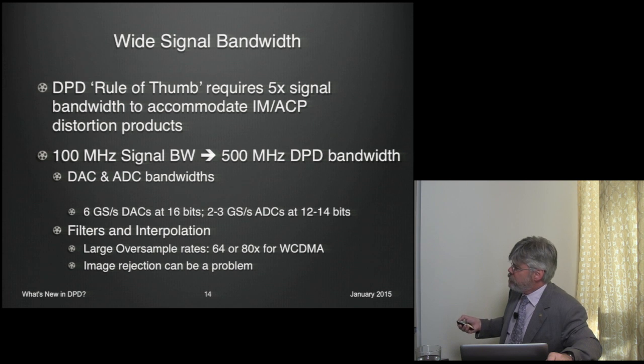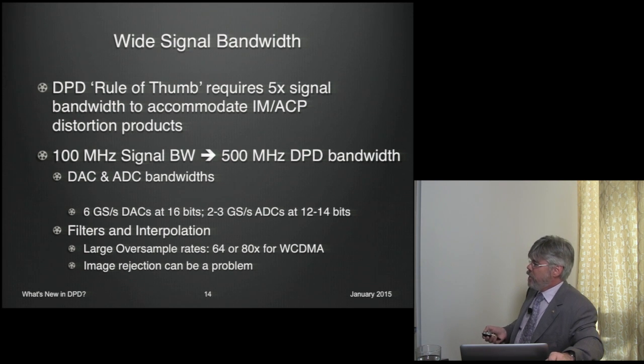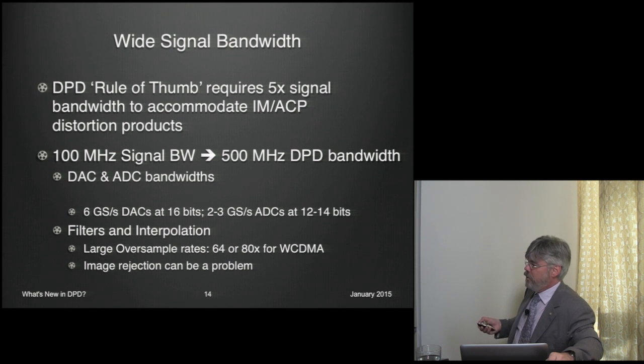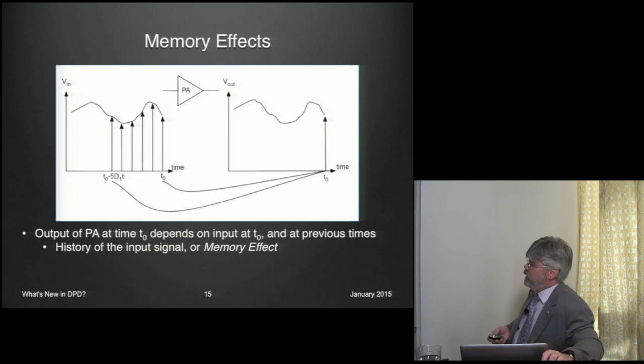These sample rates mean that you're going to have very large oversample rates for the various signals. So back in the digital system, there are a lot of filters and interpolation that can introduce errors. So these are digital system challenges that are perhaps not of great interest to you, but depending on the architecture, there are also potential image rejection problems that you need to deal with. So that's one aspect of how the wide signal bandwidth affects the digital system.